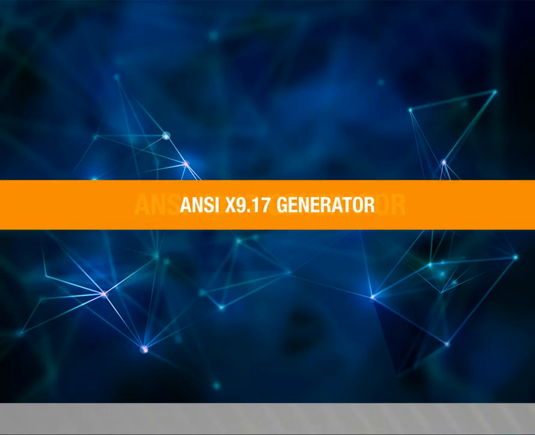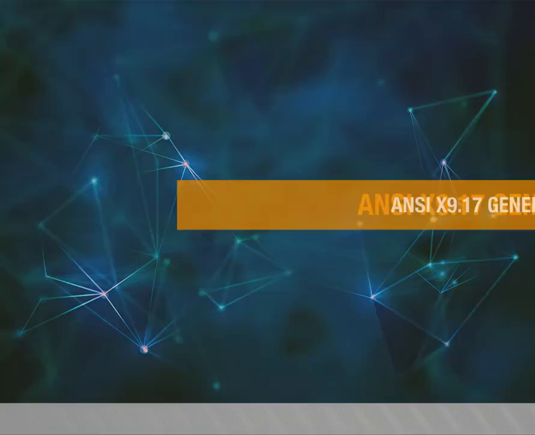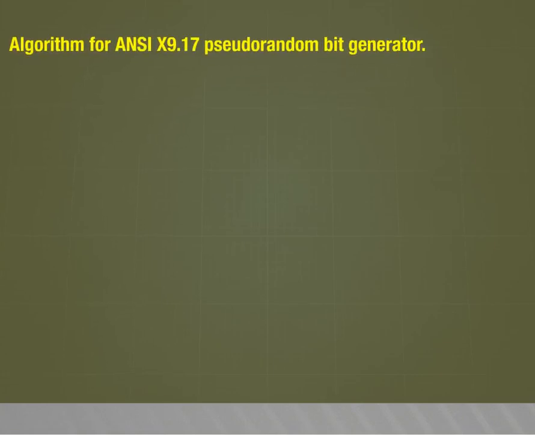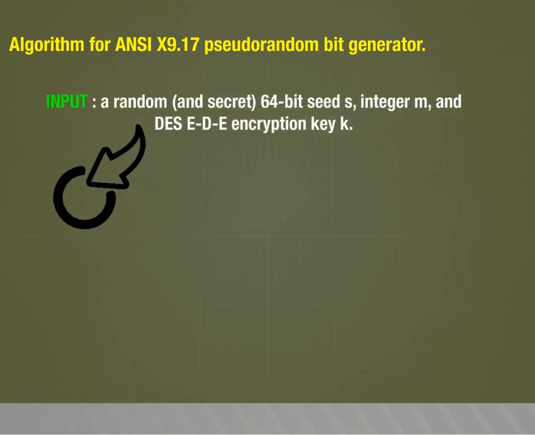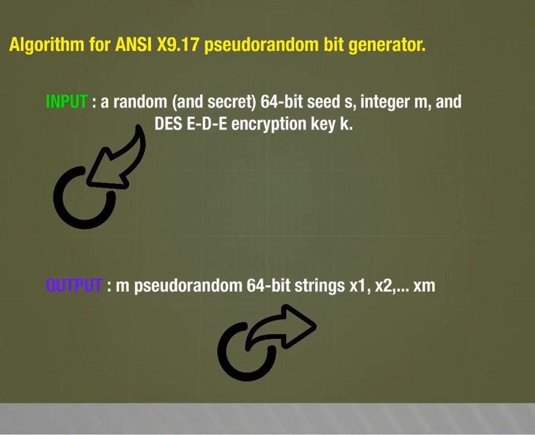ANSI X9.17 generator. In this video, we are going to see about the ANSI X9.17 generator. Algorithm for the ANSI X9.17 pseudo-random bit generator. Input: a random and secret 64-bit seed s, integer m, and DES EDE encryption key K. Output: m pseudo-random 64-bit strings x1, x2 and so on up to xm.